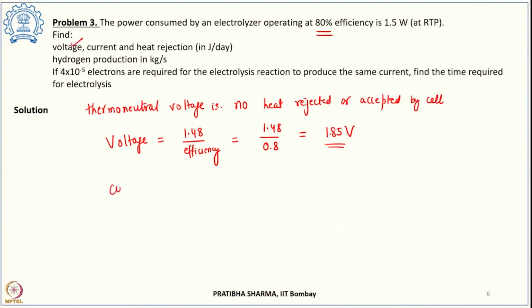Now the second thing we need to find out for the electrolyzer is the current, and that is nothing but the power divided by voltage, and power is given as 1.5 watt. Voltage we have found to be 1.85 volt. So it comes out to be 0.81 ampere. So this is the current which is asked in the first part of the problem.